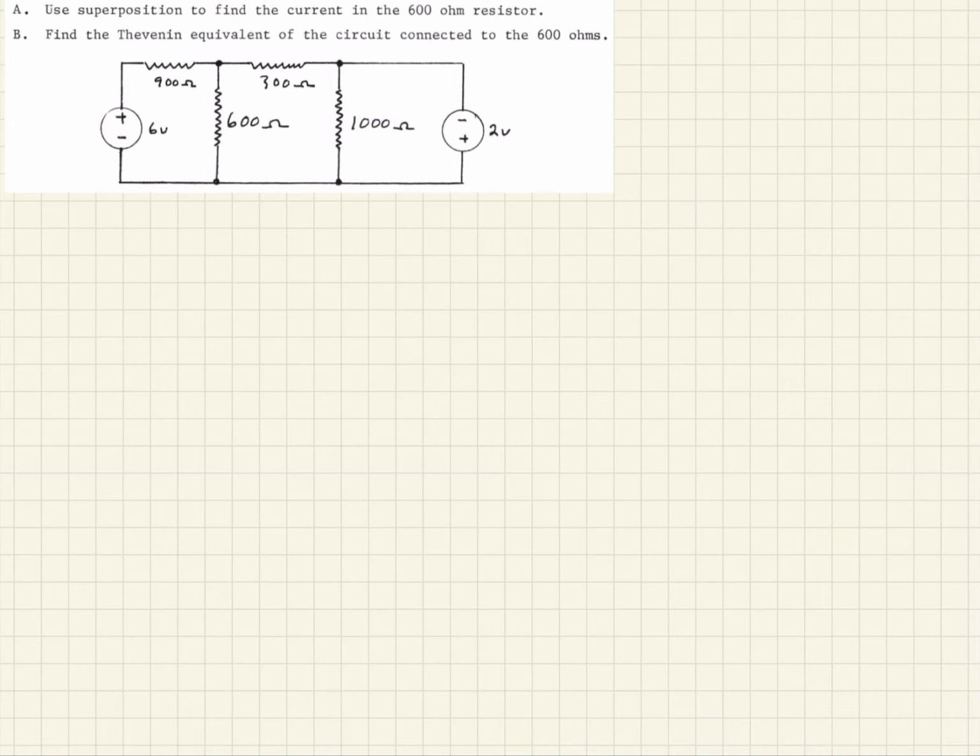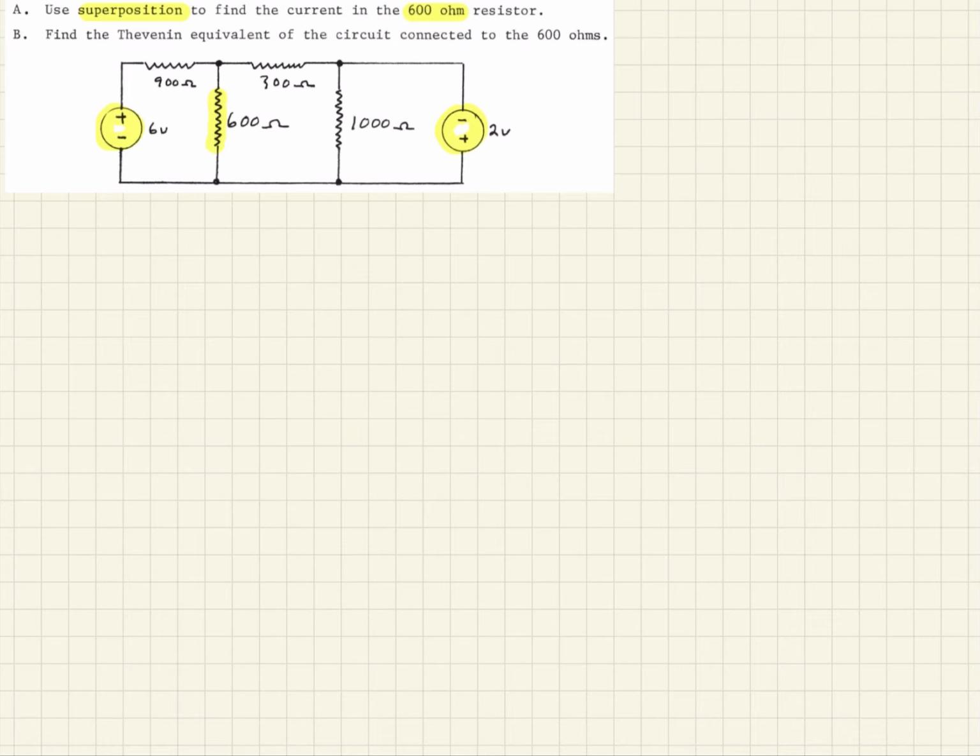So here's a circuit that we're given. It has two voltage sources, a 6-volt source and a 2-volt source. And we are asked two things of this circuit. First, they want us to use superposition to find the current in the 600 ohm resistor. So that's this resistor here.